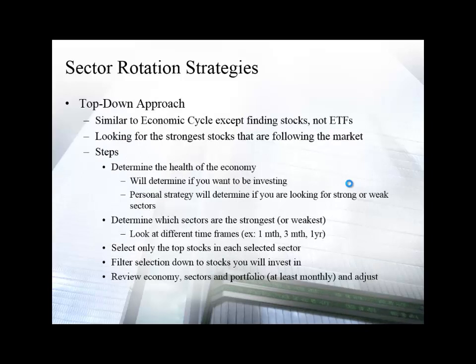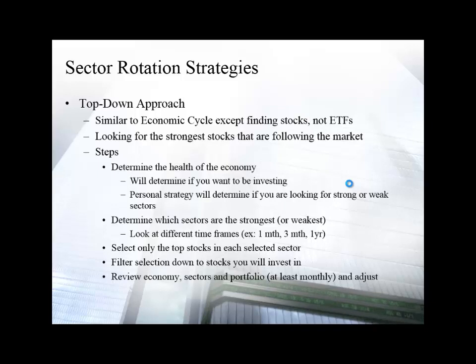Another one is the top-down approach. This is almost exactly just like the sector rotation strategy. The only difference is that you're not using ETFs. You're actually scaling, you're still looking at the different sectors, going down and then trying to find the best industries within those sectors. But then you're actually finding individual stocks within that sector. And what this is, you're trying to find the strongest stocks within that sector of a positive sector.